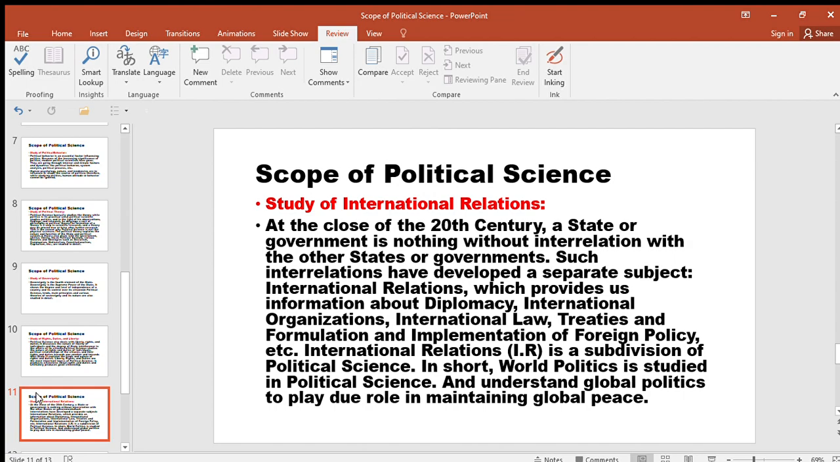International relations is a subdivision of political science, and in short, world politics is studied in political science. We study different incidents, events, different developments in the world when we study IR. So it is a subdivision of political science.